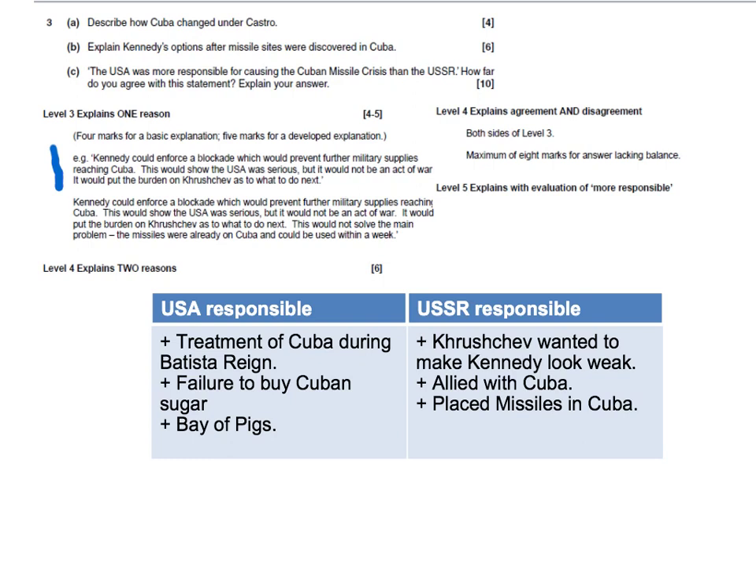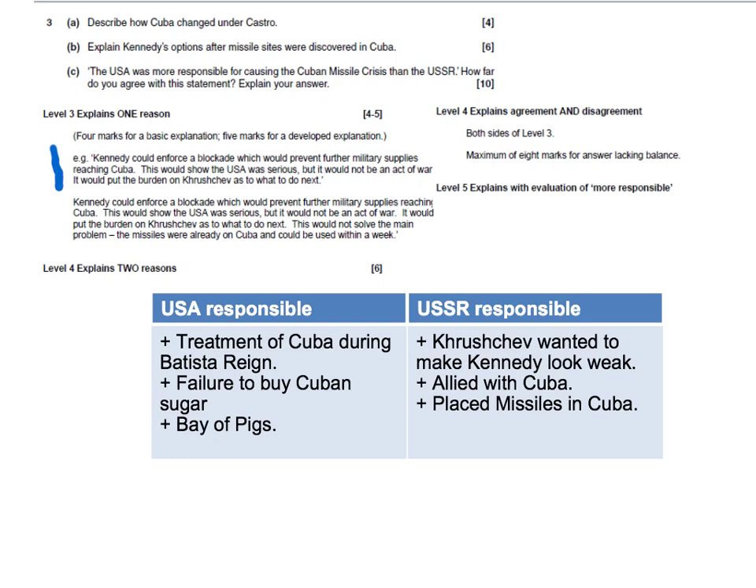This would show the USA was serious, but it would not be an act of war and put the burden on Khrushchev to decide what to do next. All right, so one of his options: put this quarantine around there. Another option would be to attack Cuba's missiles, trying to destroy the missile bases before they became operational.